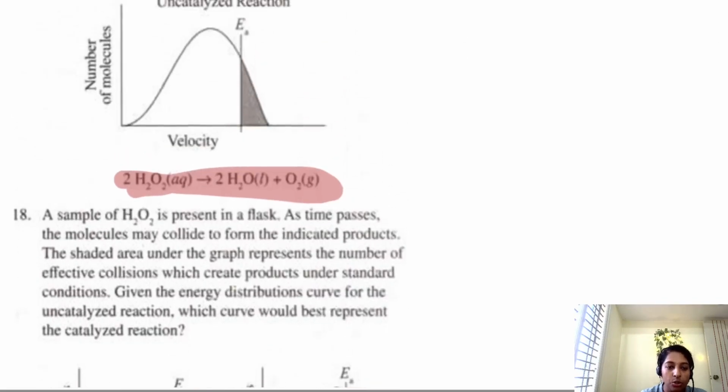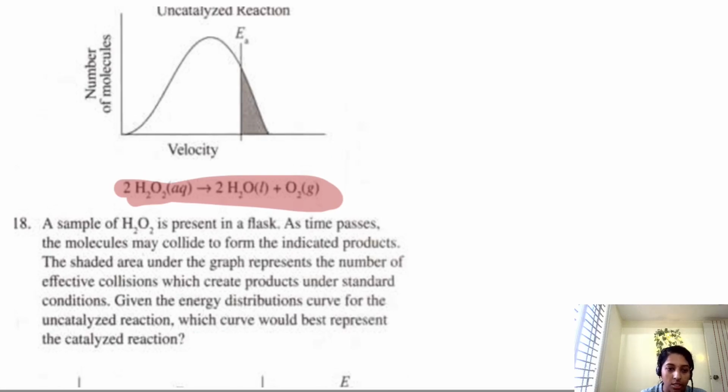A sample of H2O2 is present in a flask. As time passes, the molecules may collide to form the indicated product. The shaded area under the graph represents the number of effective collisions which create products under standard conditions. So this area is indicating the number of effective collisions. Given the energy distribution curve for the uncatalyzed reaction, which curve would best represent the catalyzed reaction? So this is uncatalyzed.